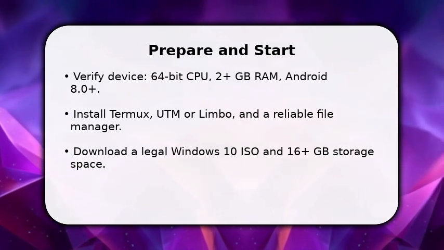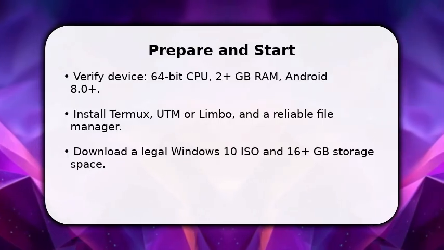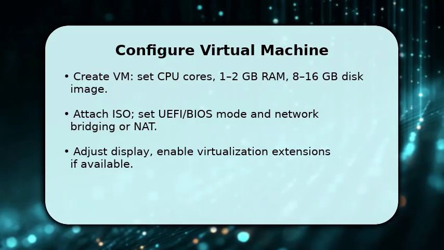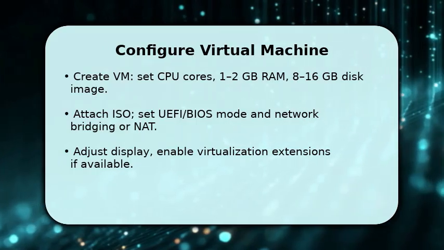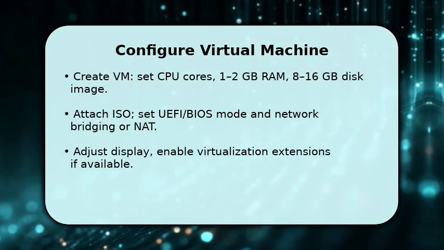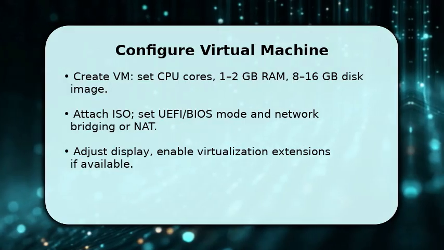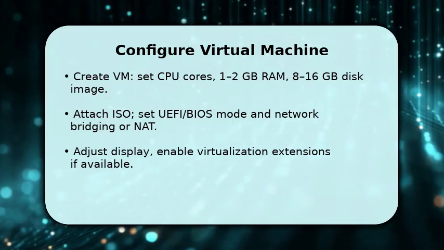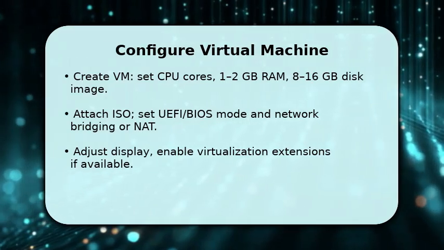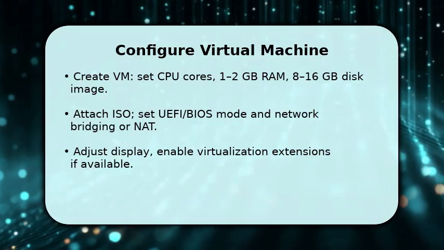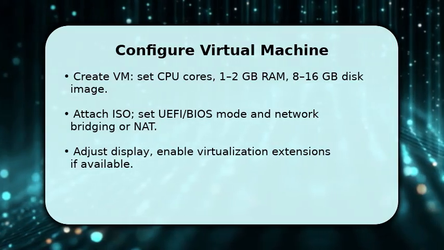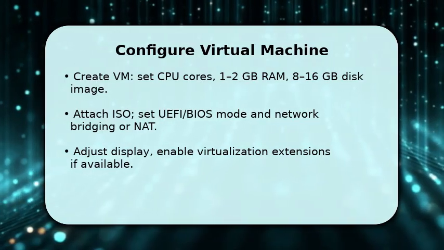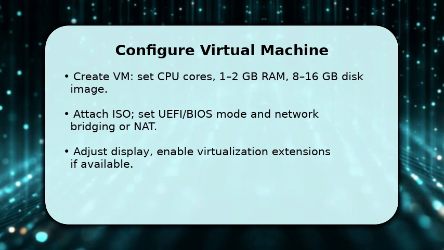You now configure the virtual machine inside your VM app. Create a new VM, assign CPU cores and 2 GB RAM, and create an 8-16 GB virtual disk image. Once configured, attach the Windows 10 ISO and choose UEFI or Legacy BIOS depending on the VM. Make sure network is set to NAT or Bridge so installation can fetch updates if needed. Adjust display and enable virtualization extensions when the app offers them to improve performance and compatibility during install.